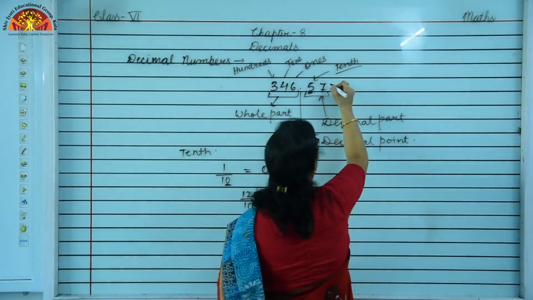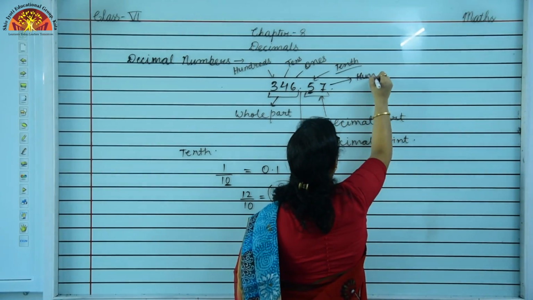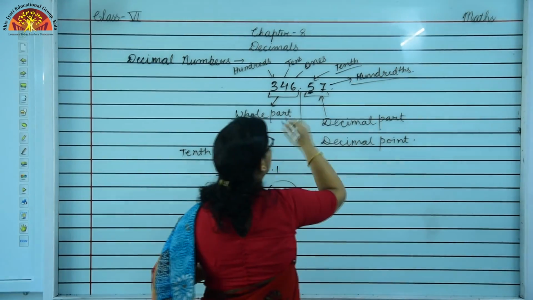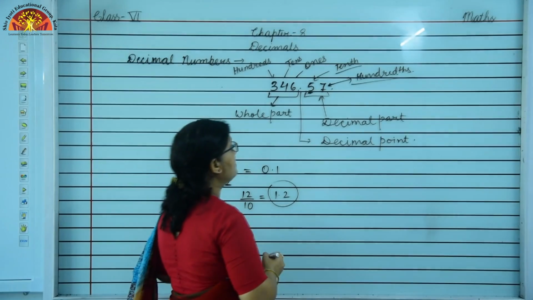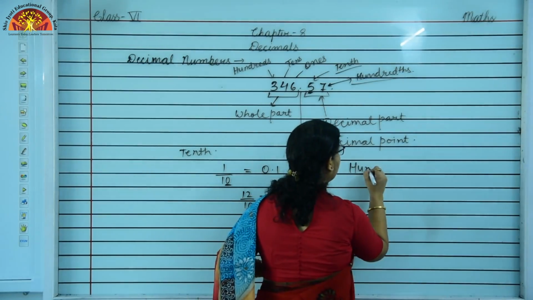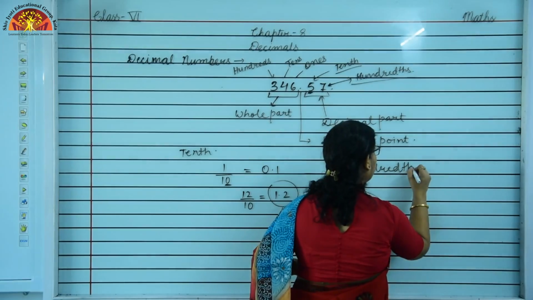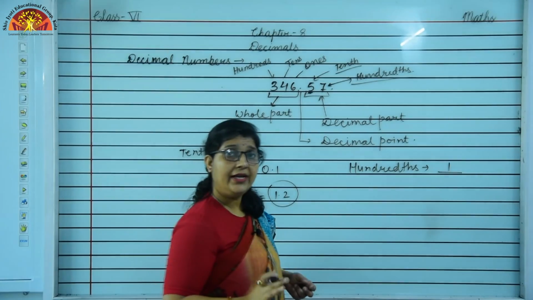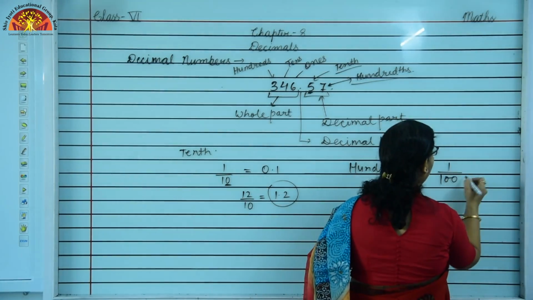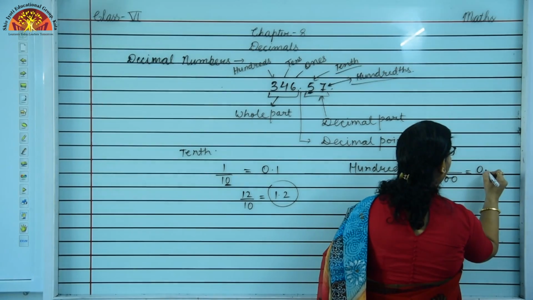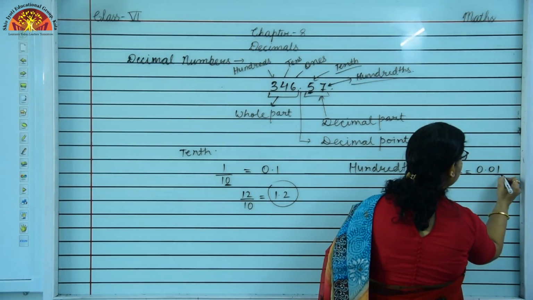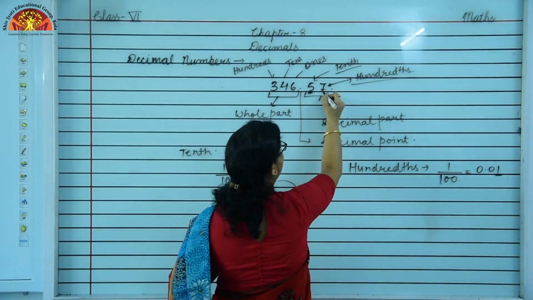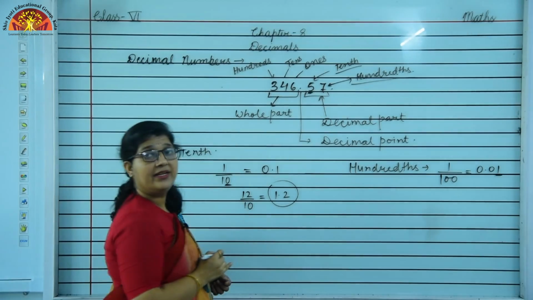Friends, this is the hundredths place. And what about this hundredths place? Hundredths place means when we divide one whole into 100 equal parts, and we write it like 0.01. So, this place is the hundredths place. Understood? So, 7 is at the hundredths place and 5 is at the tenths place.